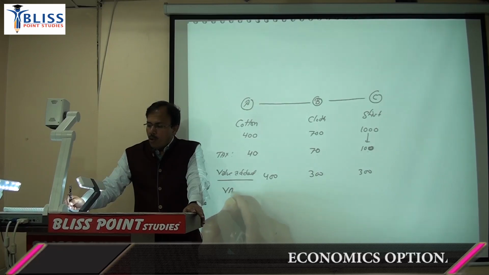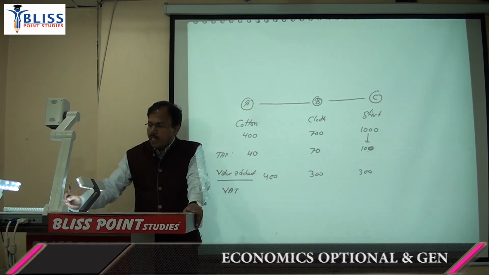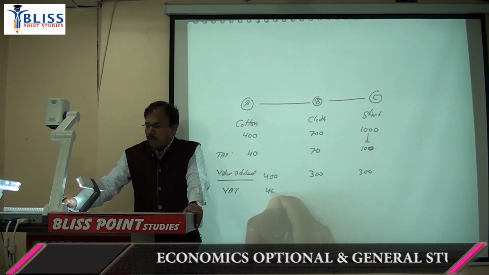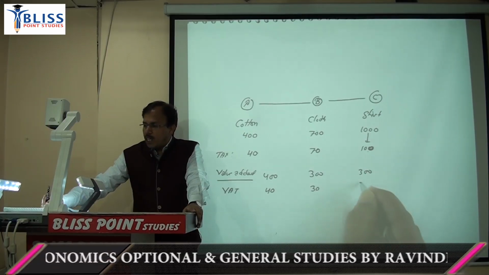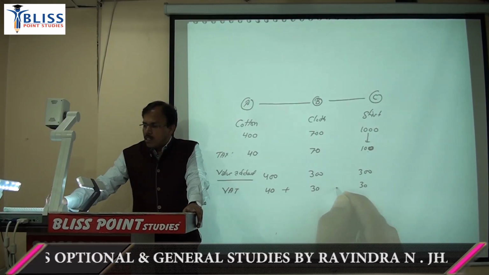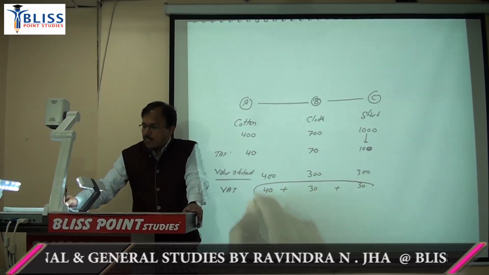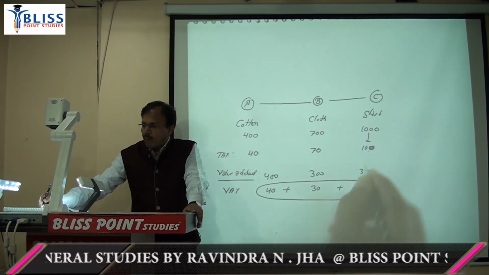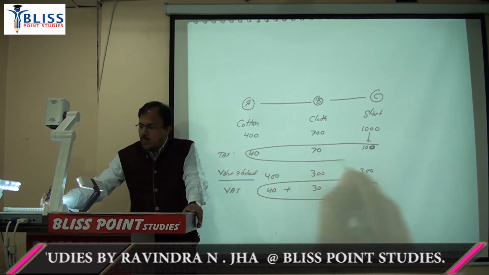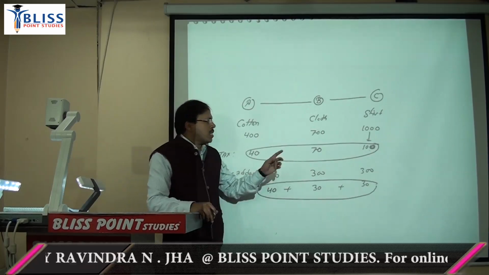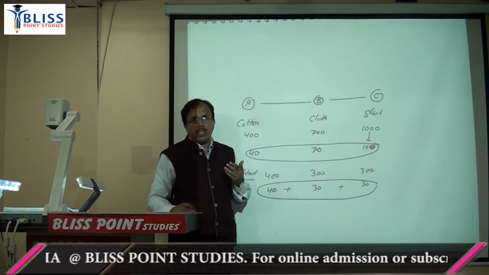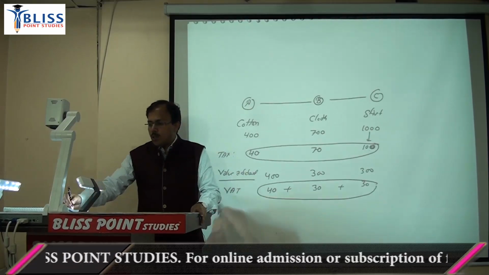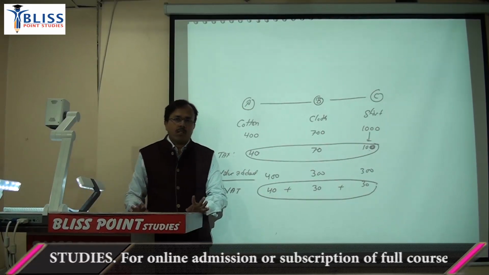So when VAT is imposed, then it will be 40, if again I say 10%, 30 here and 30 here. So in the case of VAT, this is the overall tax. Without VAT, this was the overall tax. So this was basically the meaning of cascading effect. It was tax upon tax. So GST is being introduced in the form of VAT.